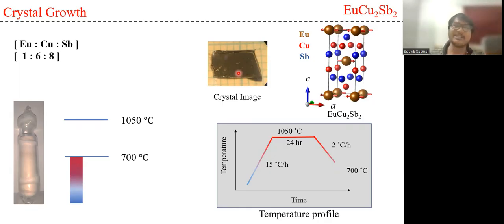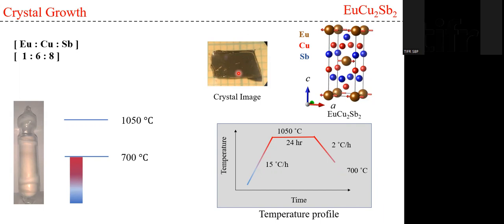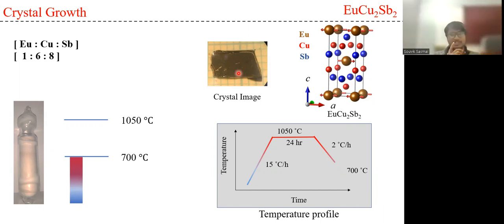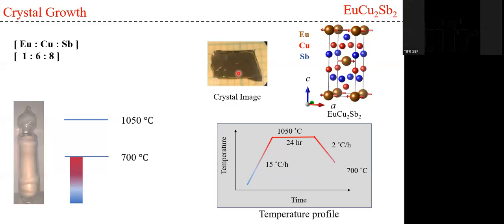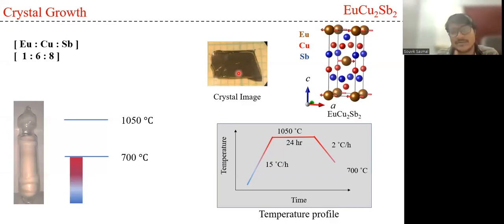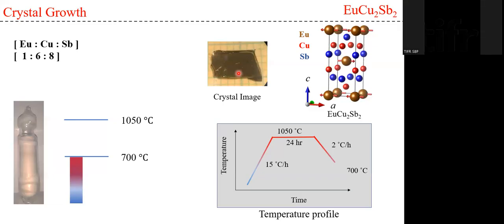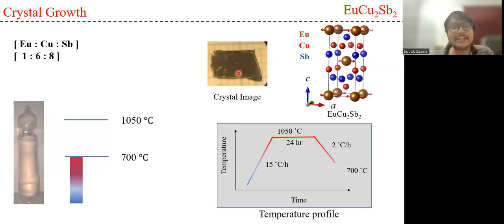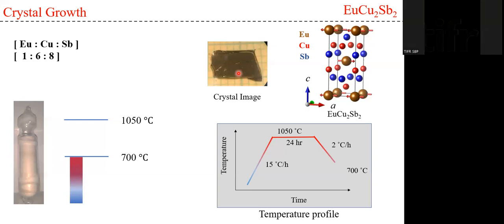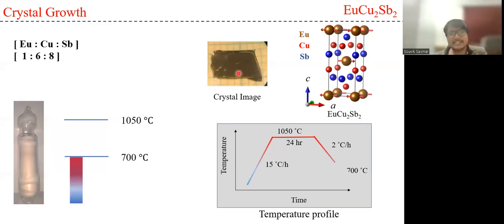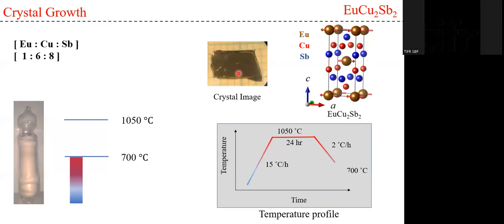If you disturb it, fast cooling will not help in this case. So this is important for growing crystals: we should cool very slowly. In this case we went with 2 degrees centigrade per hour. One can even go 1 degree or slower. If you cool fast, the crystal may break, or you may get very small crystals, not a large size. Sometimes you may not get any crystal at all.